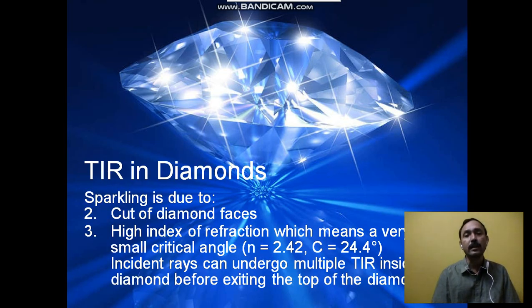Total internal reflection in diamonds. This is the picture, a nice picture. The dazzling diamond, that means sparkling, is shown here. The sparkling is due to number 1, cut of diamond faces, and number 2, high index of refraction, which means a very small critical angle.